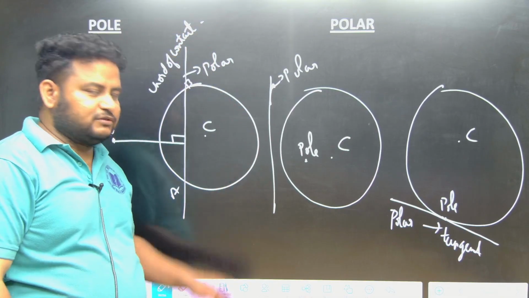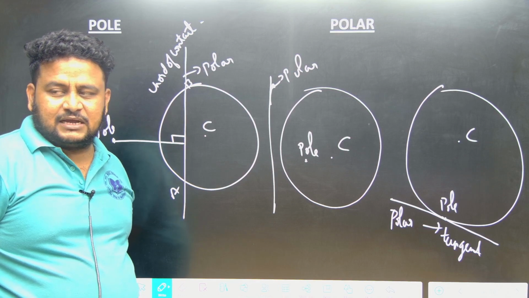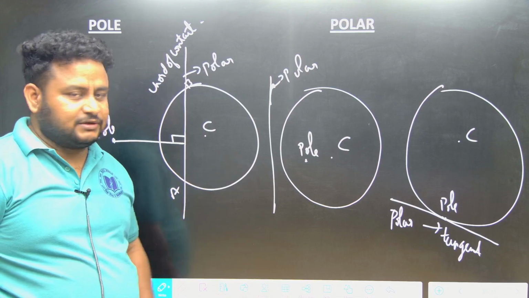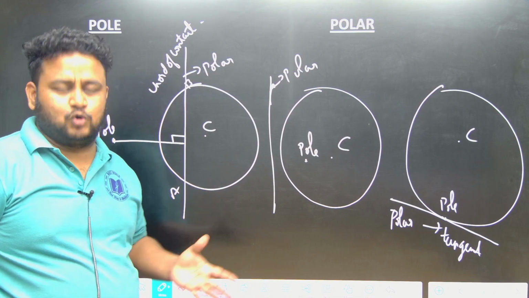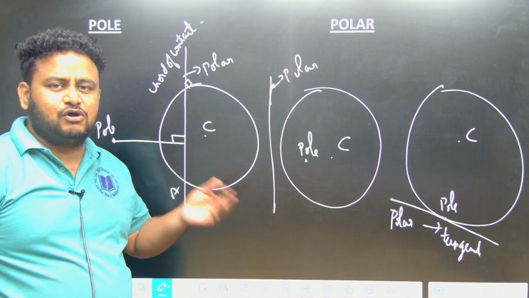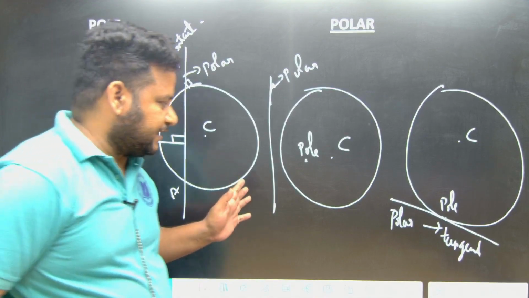This is how they will give the question. They will give the equation of the circle, and based on it they will give the polar themselves and ask for the pole, or sometimes they will give the equation of the circle and the pole, and then you have to find the polar. You will understand that in the upcoming classes, no need to worry about that.